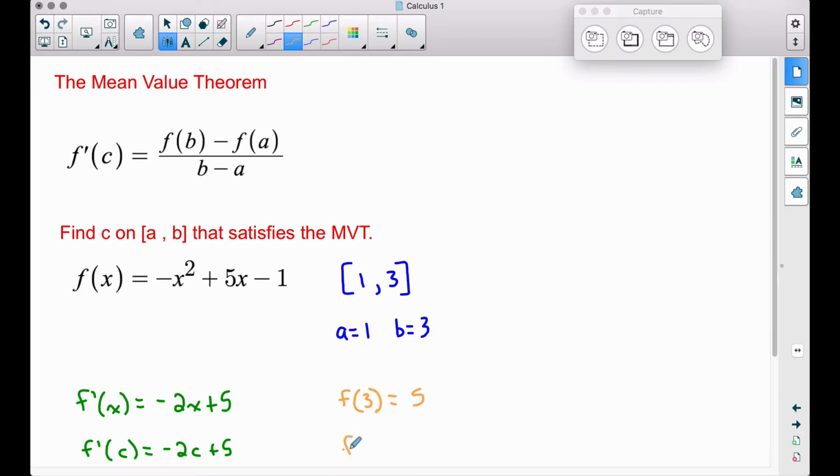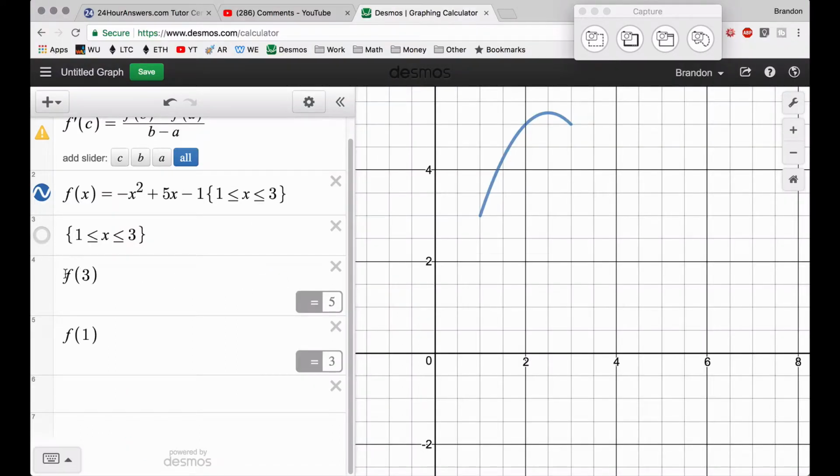Let's find f of a now. That's going to be f of 1. F of 1, well, that's going to be negative 1 plus 5. That gives us 4. 4 minus 1 gives us 3. And if we look back over in Desmos, f of 3 is equal to 5. F of 1 is equal to 3.